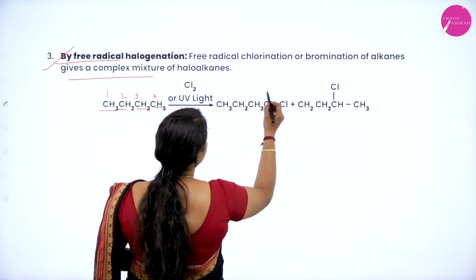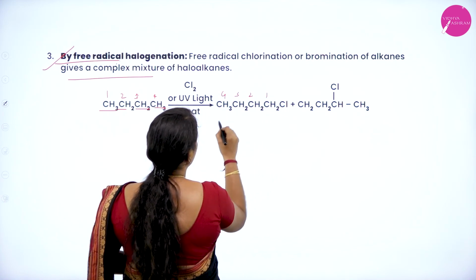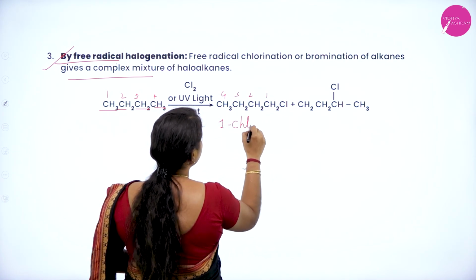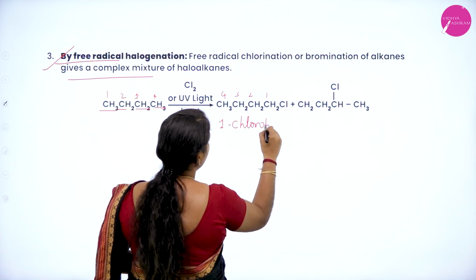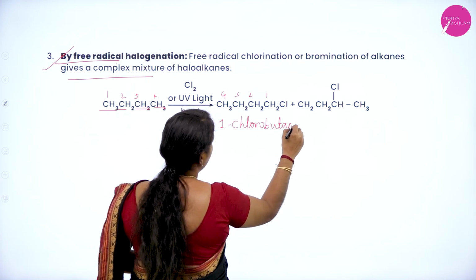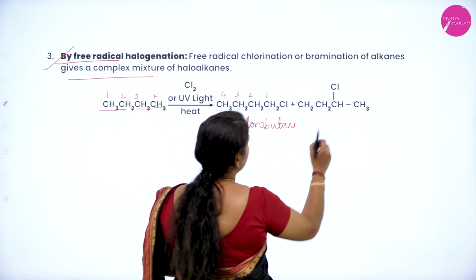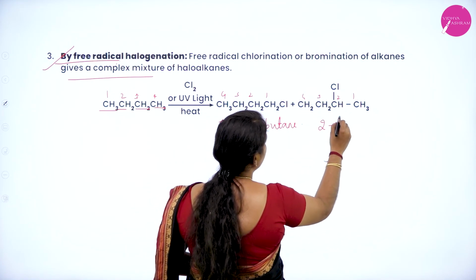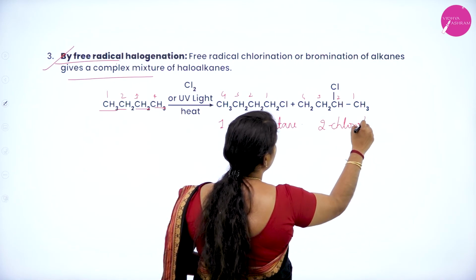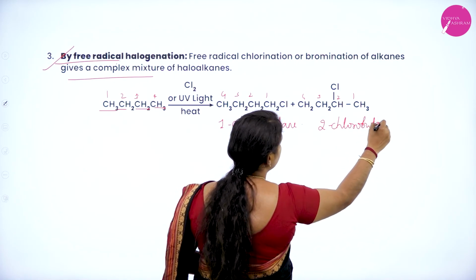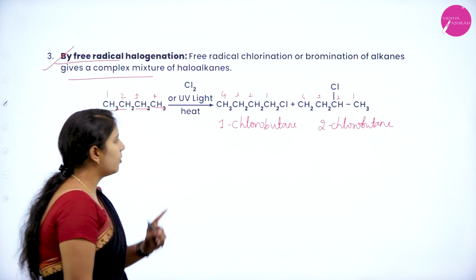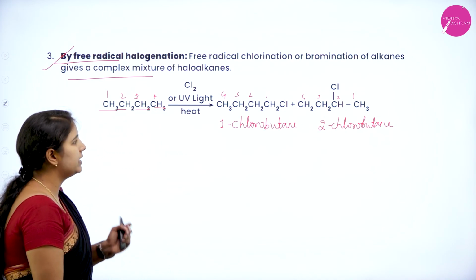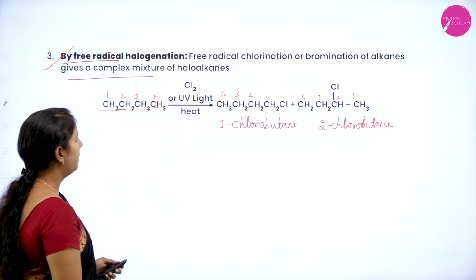One is 1-chlorobutane, and we have one more product, with carbons 1, 2, 3, 4, which is 2-chlorobutane. We got a mixture of 2 compounds. The first one is 1-chlorobutane, the second one is 2-chlorobutane.